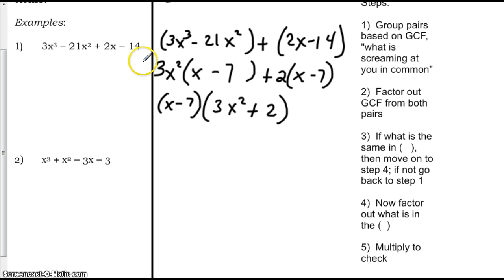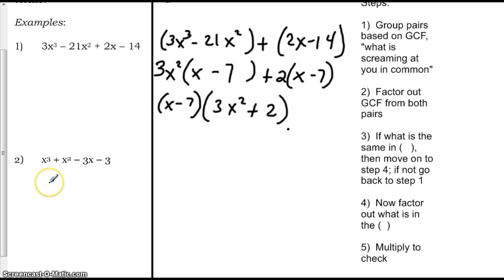With grouping, you can actually just multiply by looking at your problem, so you should, and you don't have to write them out. You're welcome to, but you don't have to, because there won't be any like terms typically. There could be, but when you multiply to check, you look at your first terms, and that'd be 3x cubed. Then our outside would be positive 2x, which is here, and then our inside is minus 21x squared, which is here, and our last is minus 14. So you checked it.